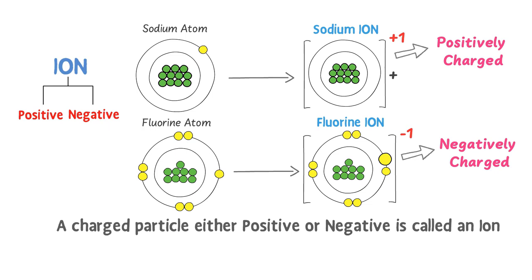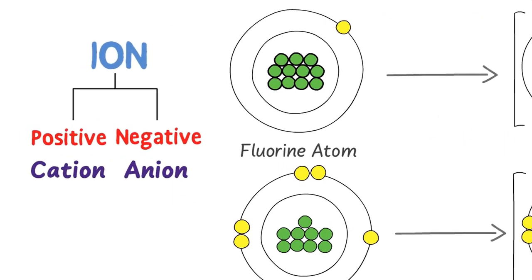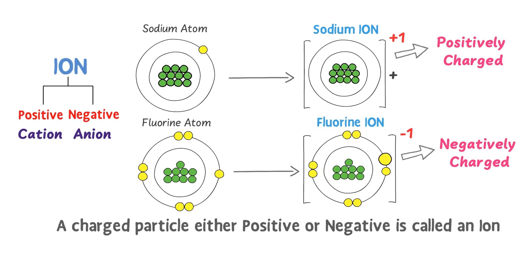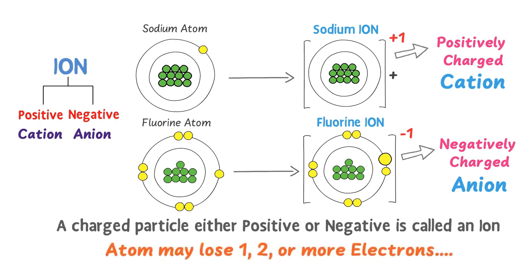Positive ions are called cations and negative ions are called anions. My personal mnemonic for remembering them is very simple. There are two N's in anion, so it is 2 times negative, while there is only one N in cation, so it is less negative, meaning it is positive. The sodium ion is also known as a cation and the fluorine ion is also known as an anion. Remember that an atom may lose or gain 1, 2 or more electrons depending on its valency and ionization energy.